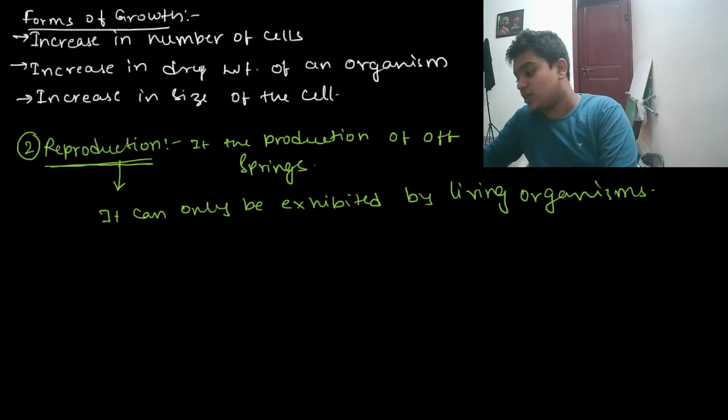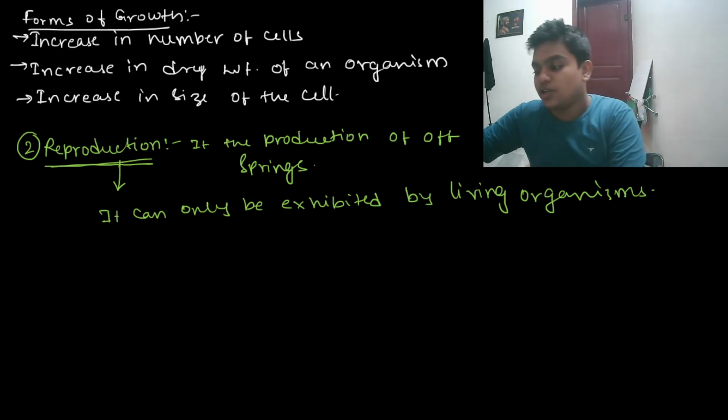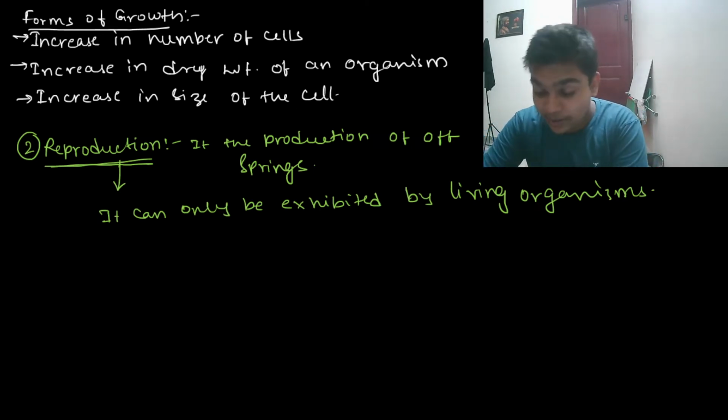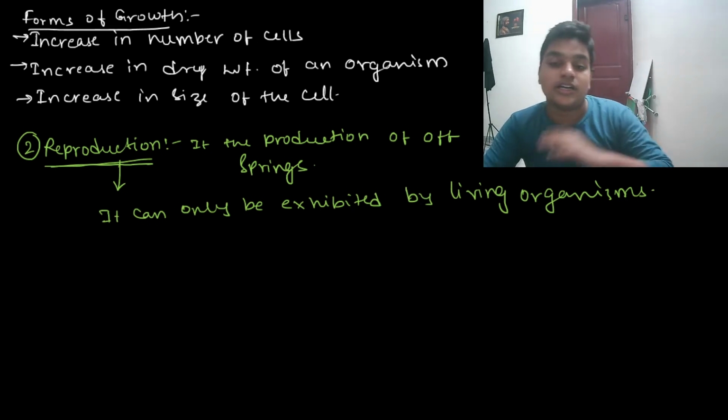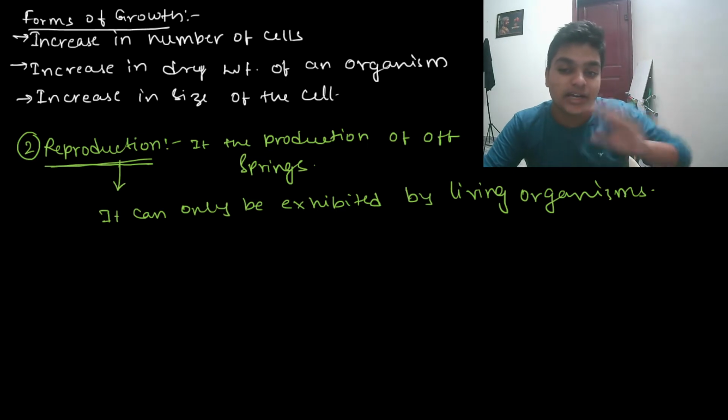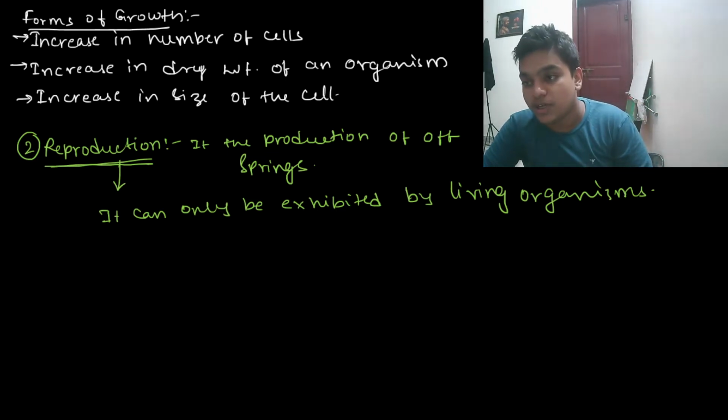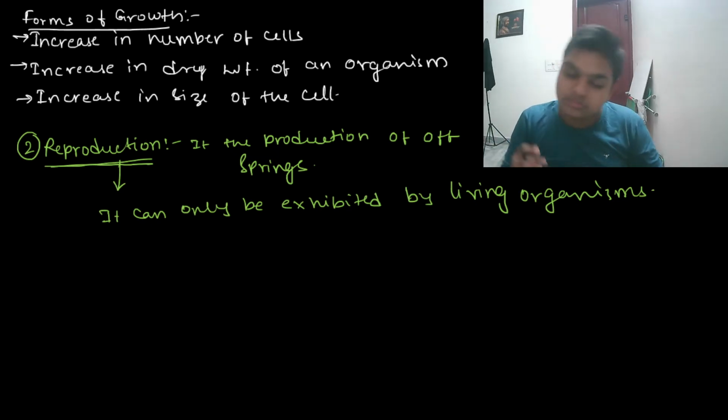Now this reproduction can be in any way. In unicellular organisms, it can be fission, fusion, fragmentation, sexual reproduction, asexual reproduction, vegetative propagation, etc. Any method of reproduction can be a defining feature of living organisms, and the various methods of reproduction are mentioned in our NCERT. You can read it.